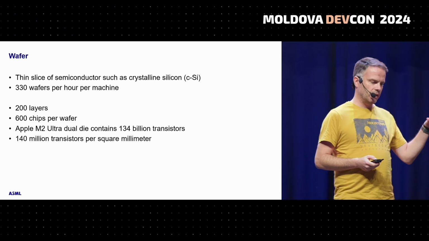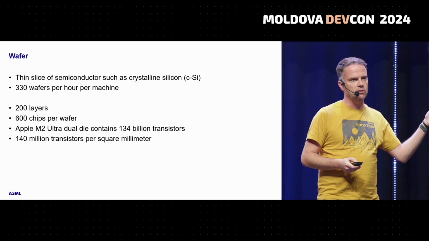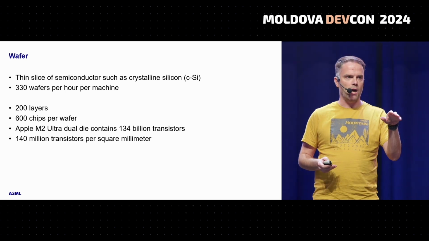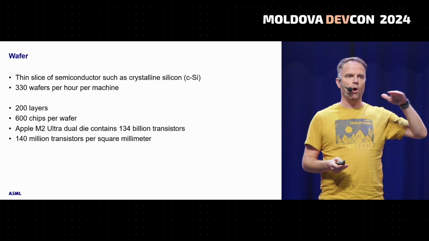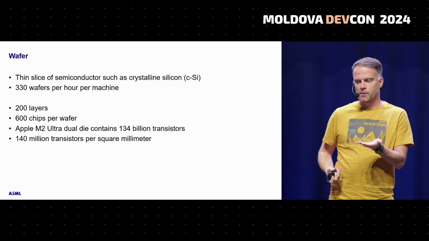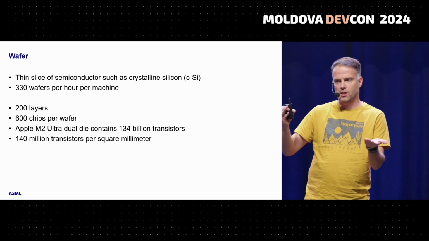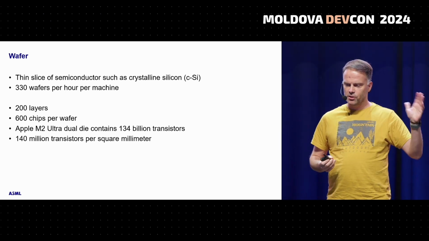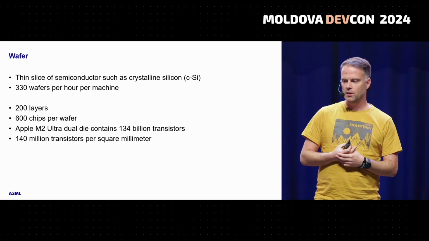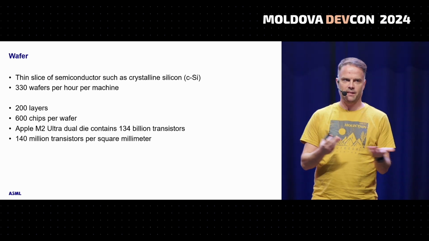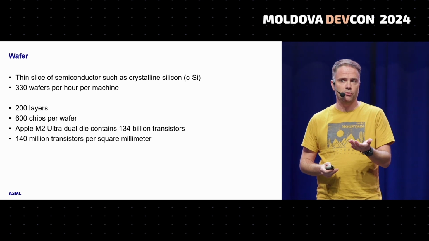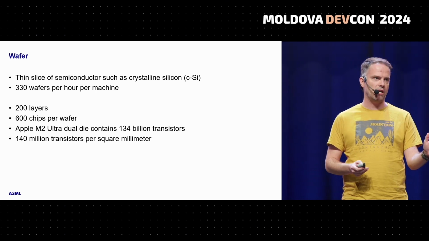And I already showed you that wafer, and to give you a bit more context about it, in one machine we can process about 330 wafers per hour, depending on the machine, and that means we create one layer on it. A chip can contain up to 200 layers, depending on the type of chip, so it will need to go through those machines 200 times. And yeah, there are some more numbers. The one I find really impressive is the 140 million transistors nowadays per square millimeter. For me, it's insane that we managed to create something that small and do it continuously. It's not a one-off. These machines run 24/7 the entire year.